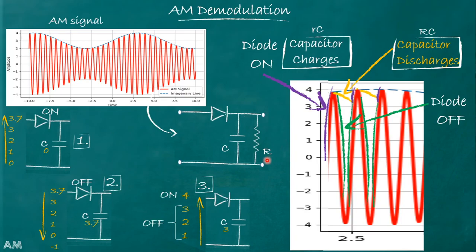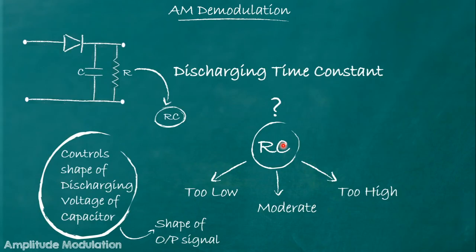So here the RC time constant is very important in this circuit. We come to know that the discharging time constant, which is nothing but the multiplication of R and C, is very important, and this RC controls the shape of the discharging voltage of the capacitor. As a result, this RC time constant also controls the shape of the output signal of the envelope detector. So what should be the value of the RC time constant, whether we have to take it too low or too high or a moderate value?